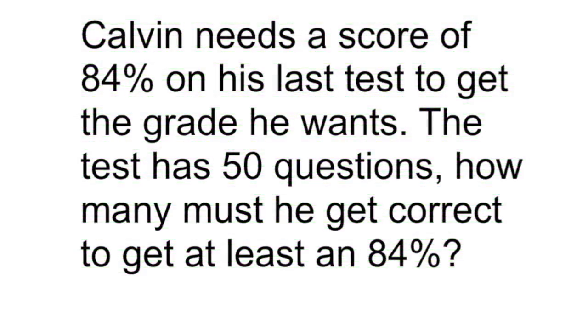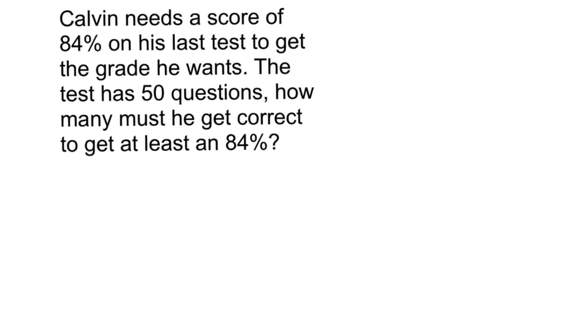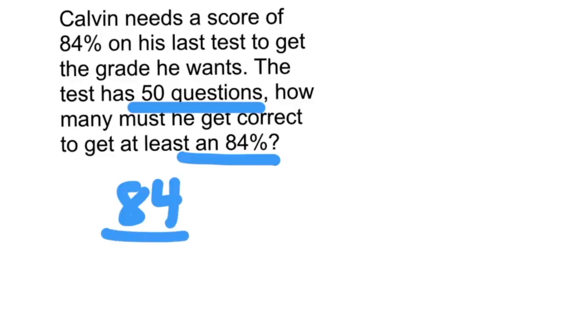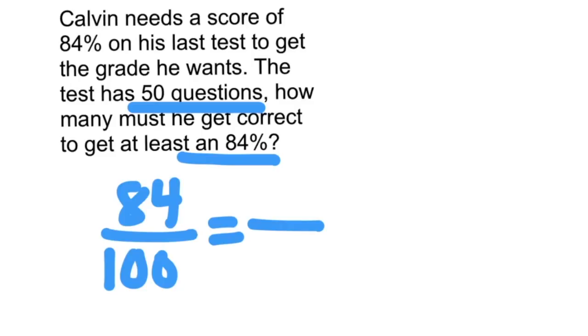Kelvin needs a score of 84% on his last test to get the grade he wants. The test has 50 questions. How many must he get correct to get at least an 84%? Alright, so the key pieces of information are that the test has 50 questions and he's got to get 84%. 84% is the ratio of 84 correct out of 100. Percent always means out of 100. And we're going to set that equal to the number he wants to get correct out of 50.